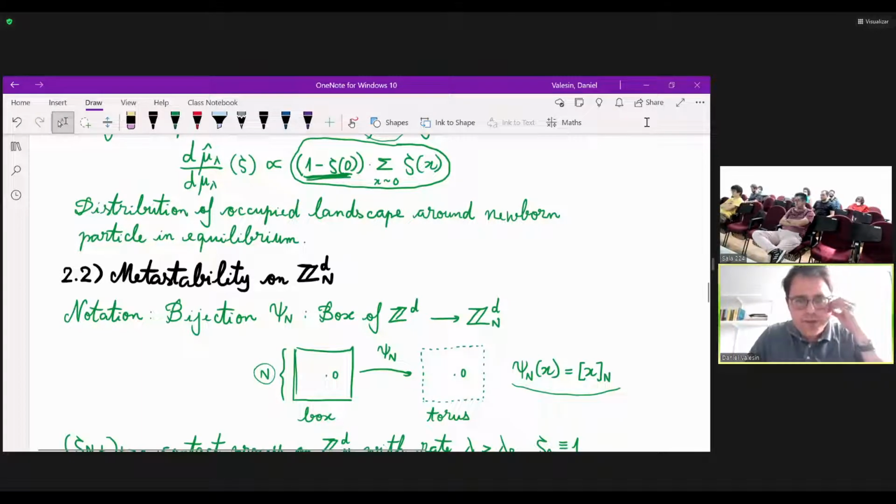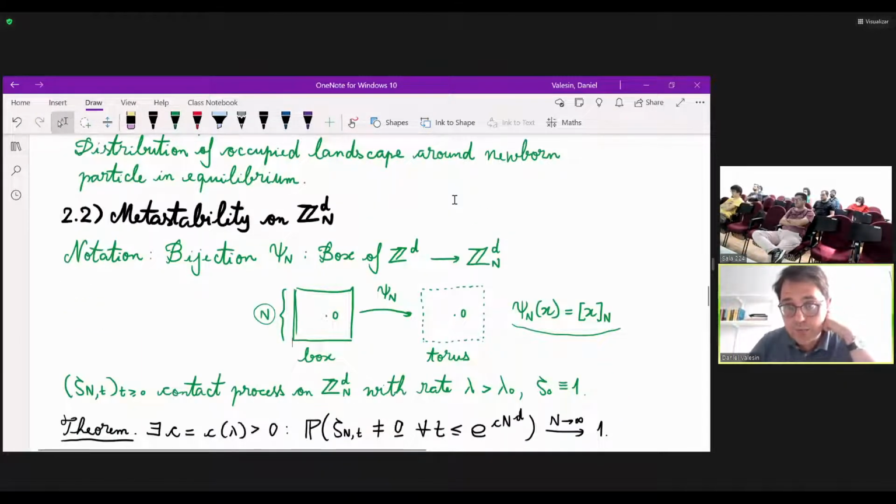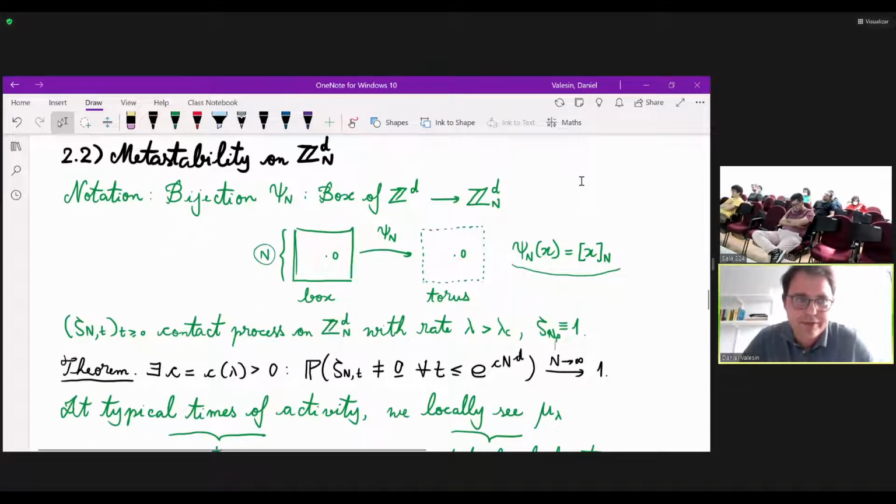Okay, so now let's consider the contact process on the torus with rate lambda larger than lambda c of Z^d, and we start with zeta n at time 0 identically 1. So at time 0, everybody is in state 1. And then there is this theorem that was proved by many people in several stages. I guess the first version of this result was in 1984 by Cassandro, Galves, Olivieri, and Vares, only in dimension 1. Then there were other results in higher dimensions. I think that the version that I'm stating here was proved by Mountford in the 90s.